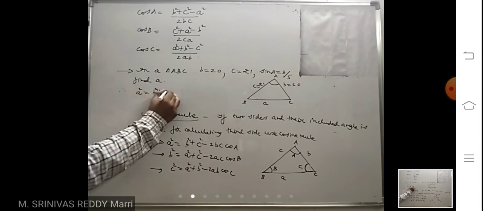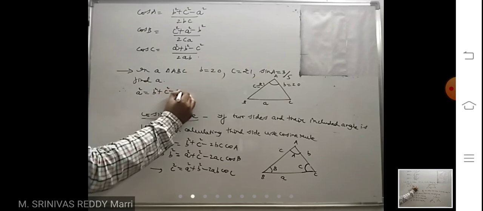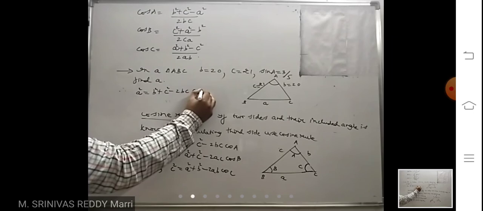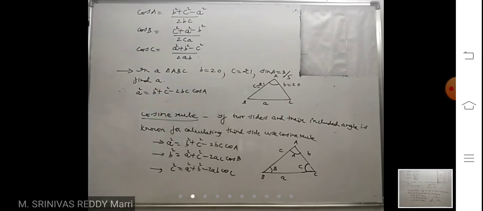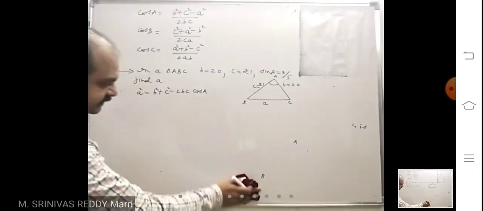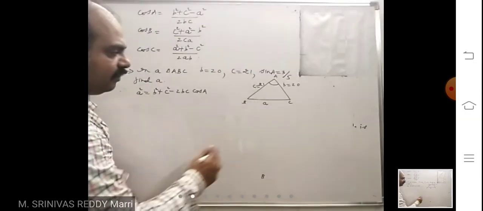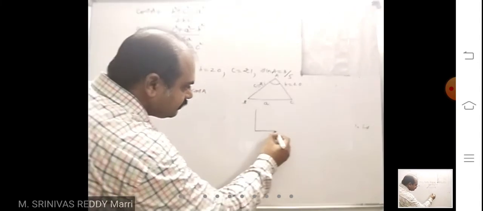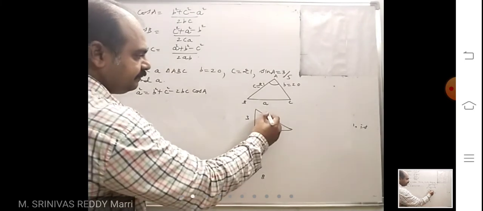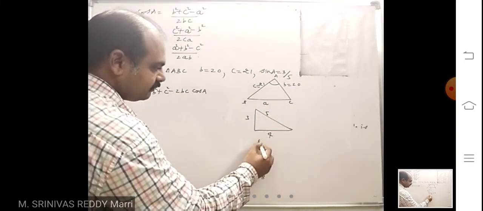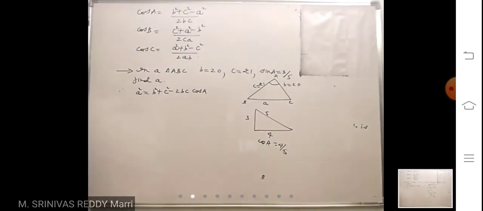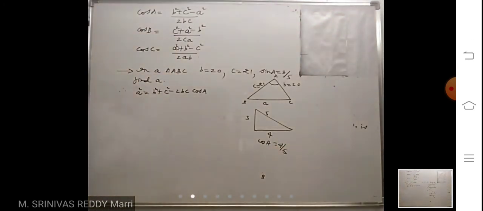A square equals B square plus C square minus 2BC cos A. So cos A you want to know. Sin A you know. By a right angle triangle you can easily calculate. Sin A is 3 by 5, this is 4. Cos A is nothing but 4 by 5.